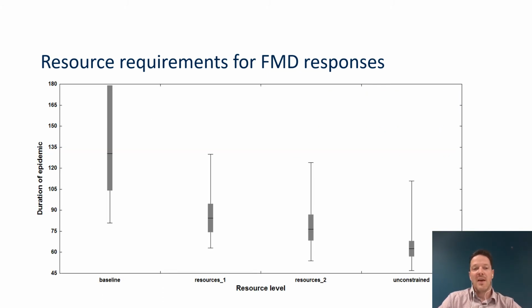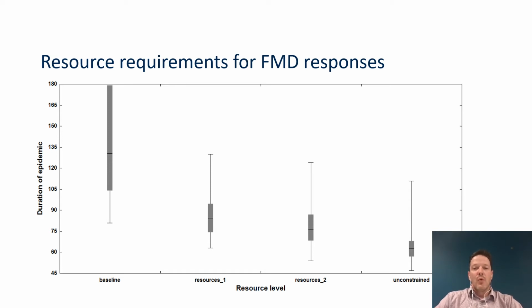By way of an example, here's some of the outputs. On the y-axis, this study tracked the duration of the epidemic, and each column represents the different resourcing scenarios. So on the far left, under the baseline resources, so under the existing resources at the time of the study, 40% of outbreaks were still ongoing at 6 months, and 84% of outbreaks were still ongoing after 3 months, so some key benchmarks.